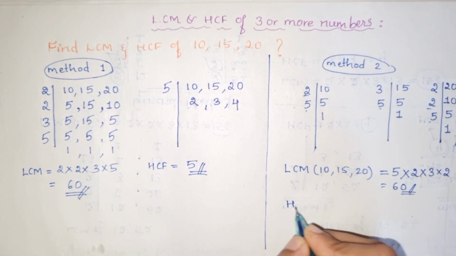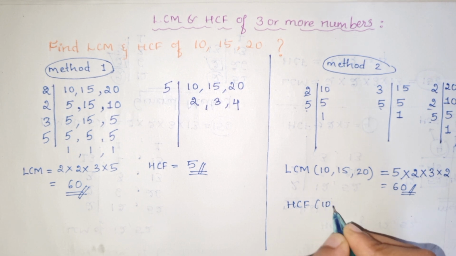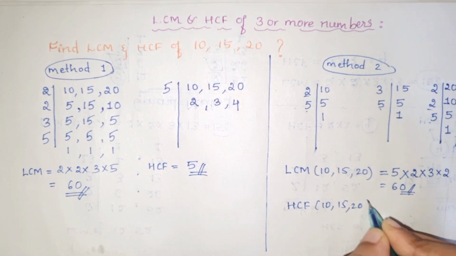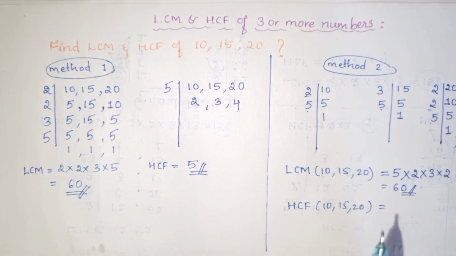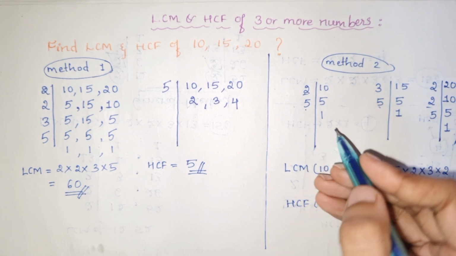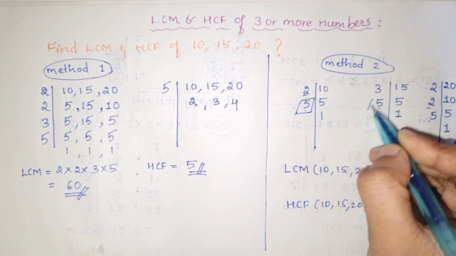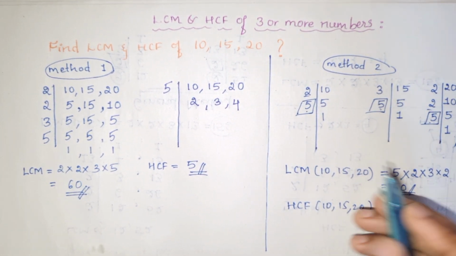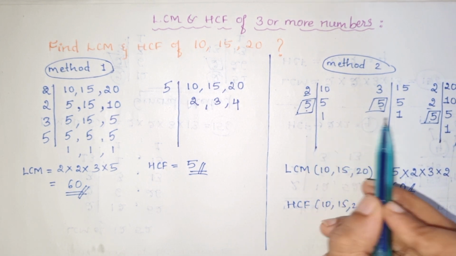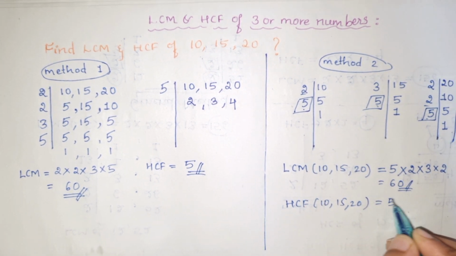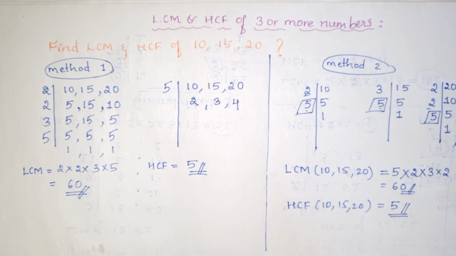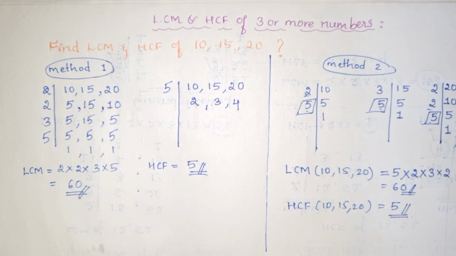That is again 60. So we will get the same answer as in the method 1. Then going to HCF of 10, 15 and 20. So we need to choose a number which is common in all the 3. So here is 5, here is 5 and here is 5. So there is only one number which is common in all the 3 numbers. So your HCF will be 5. I hope this method is clear for you.